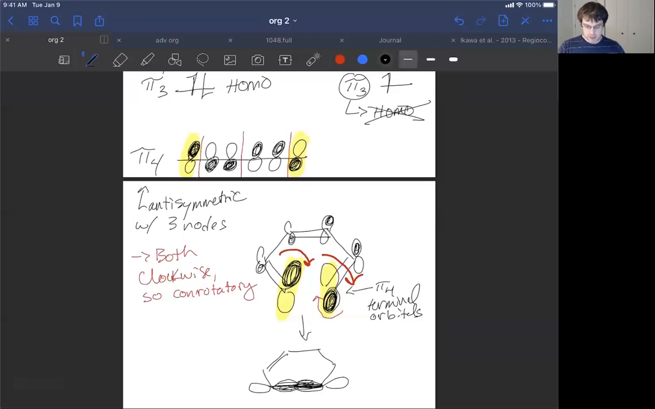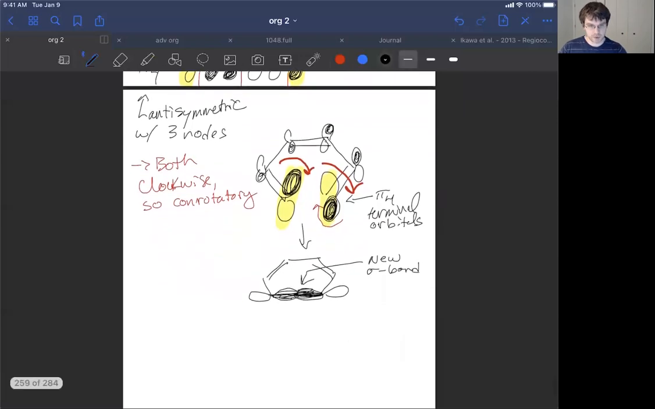And I could draw the other pi bonds in the product. So I chose to have those shaded lobes overlapping with each other. But now that we can see them overlapping, this is where our new sigma bond forms. So our new sigma bond forms here. And that's because I used pi4. And pi4 was an antisymmetric orbital because it's an even numbered orbital. So they were going in opposite directions, requiring conrotatory rotation to allow the orbitals to overlap with each other.